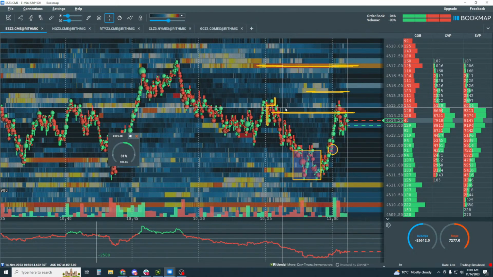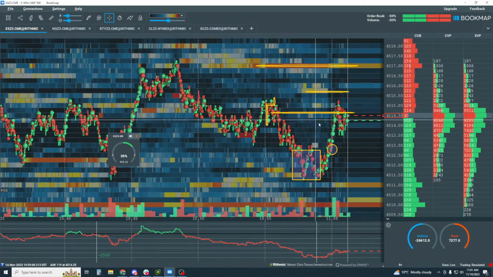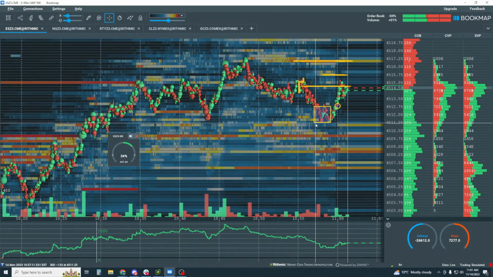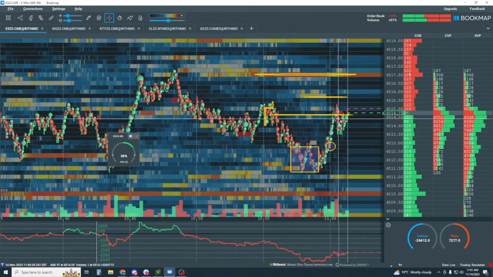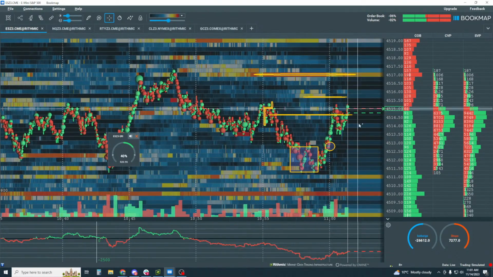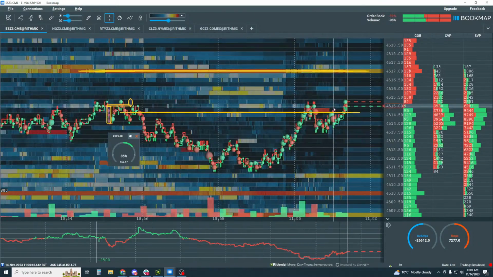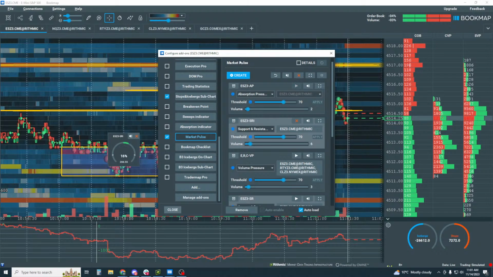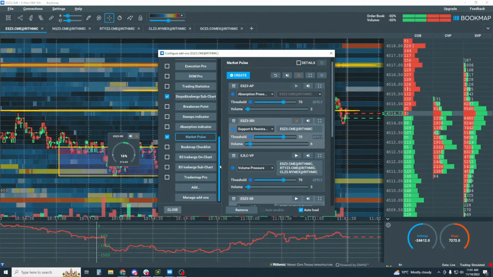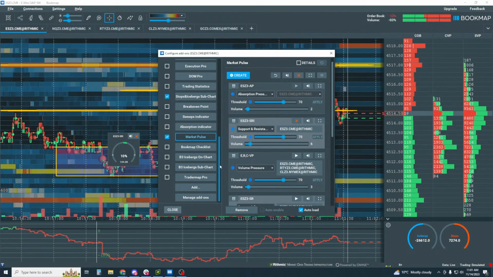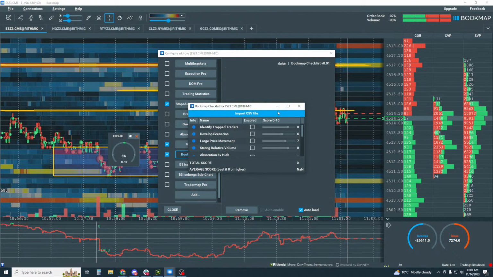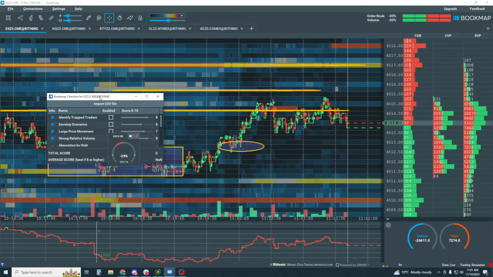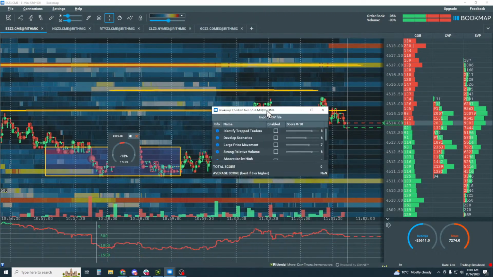All right, makes sense. Potential flag pattern in here. Squeeze. Now let's go through our checklist in here though. Hold on, where is it? Bookmap checklist, there it is. Okay. Lovely.